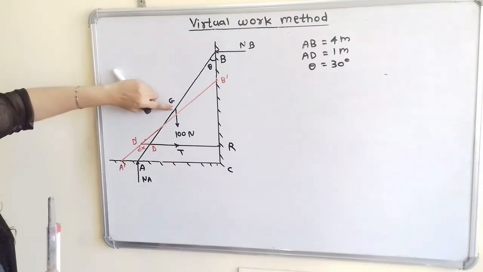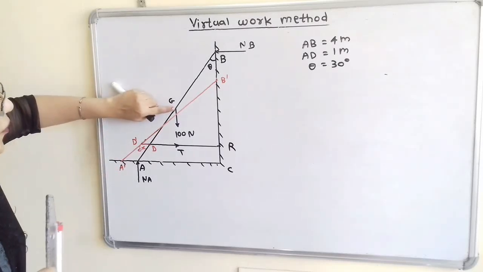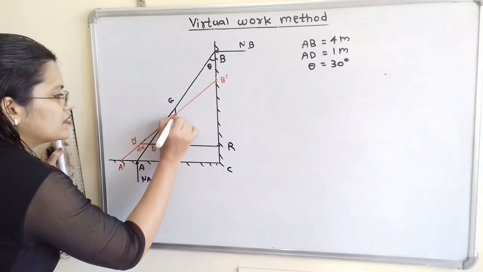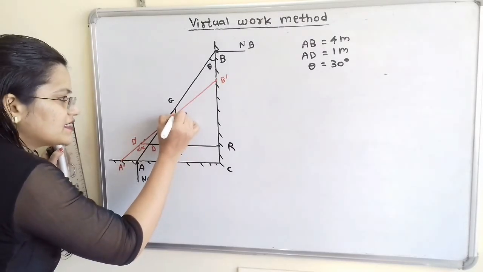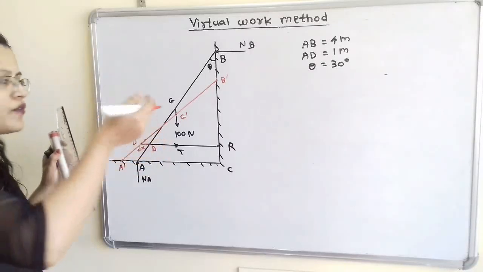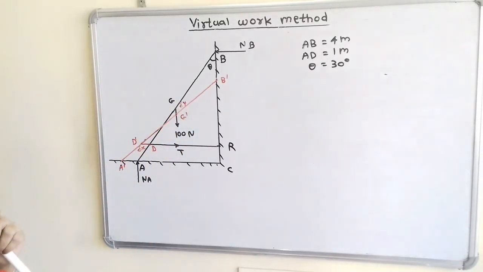Now at point G, the force is acting. This is the original position and here is the new position of point G, that is G to G dash, and this is the vertical displacement. So we can say that it is delta y. We also have to find delta y.